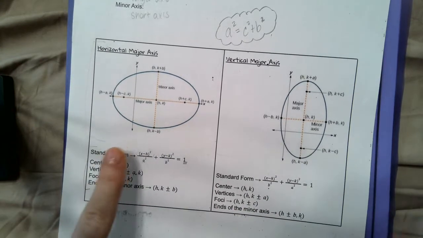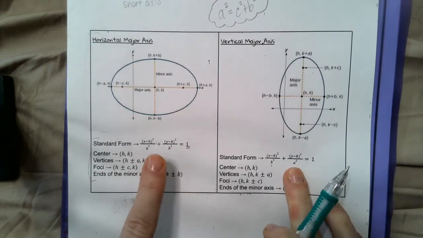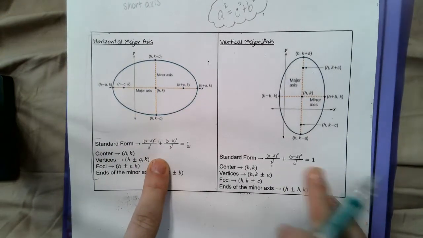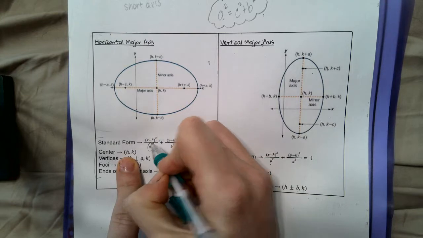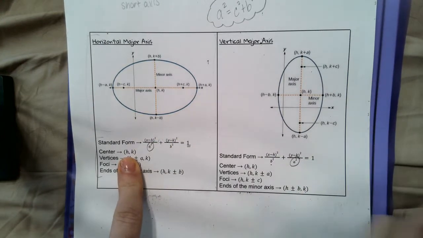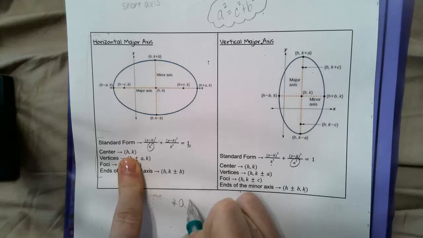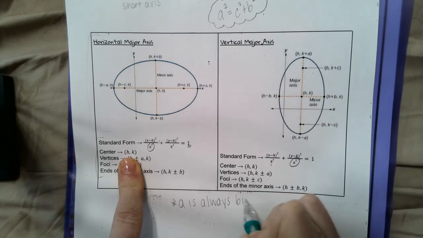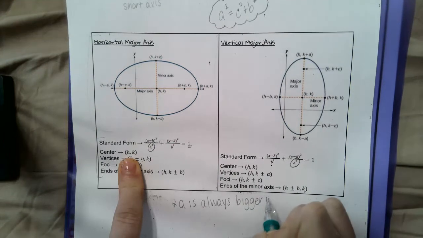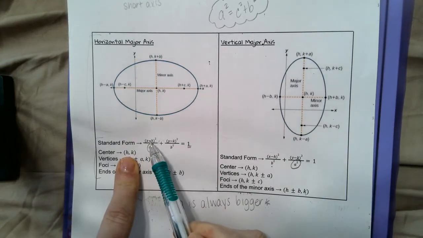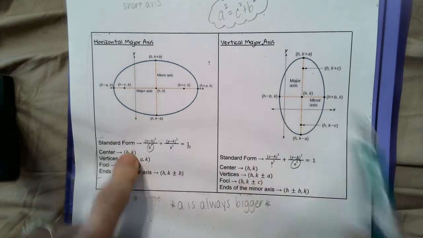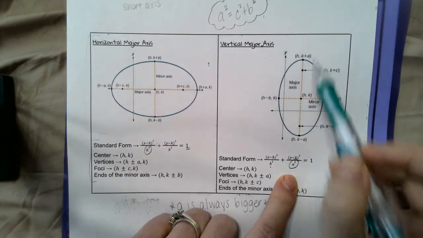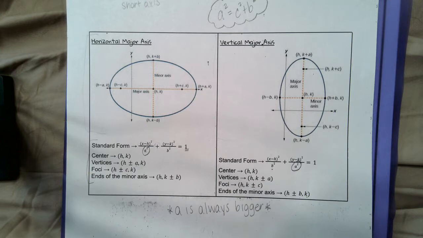Okay, so now how do you tell whether it's vertical or horizontal? That is going to be your bigger number. Your A always has to be your bigger number. So A is always bigger than B. So if your bigger number is under the X, that's horizontal. If your bigger number is under the Y, that's vertical.